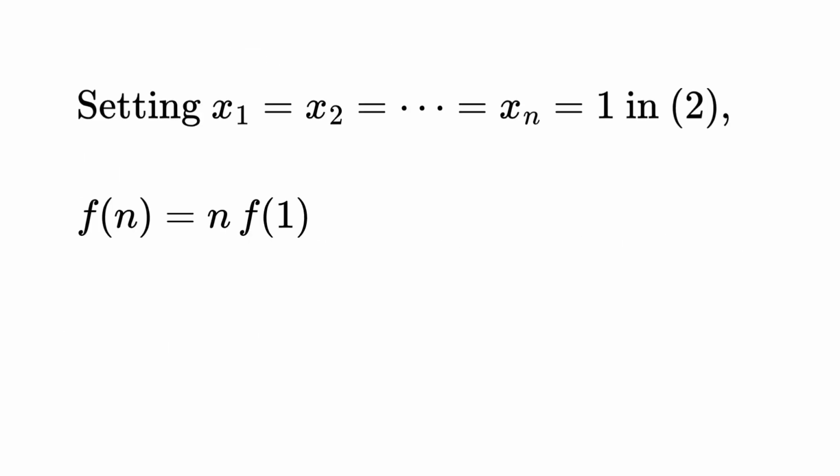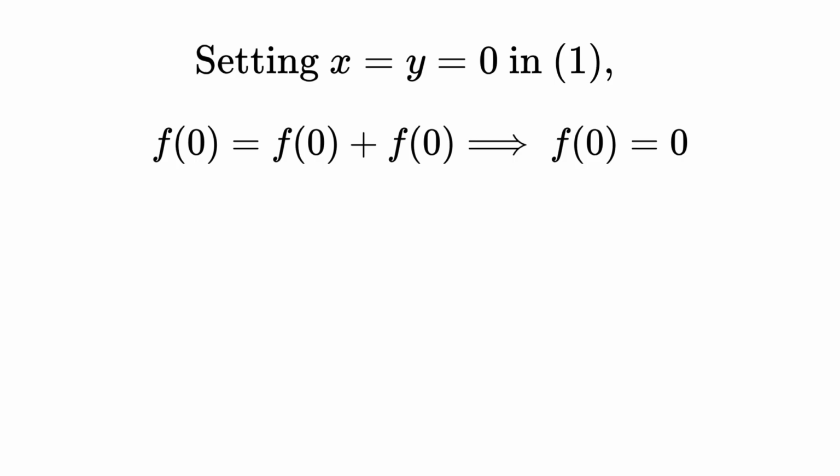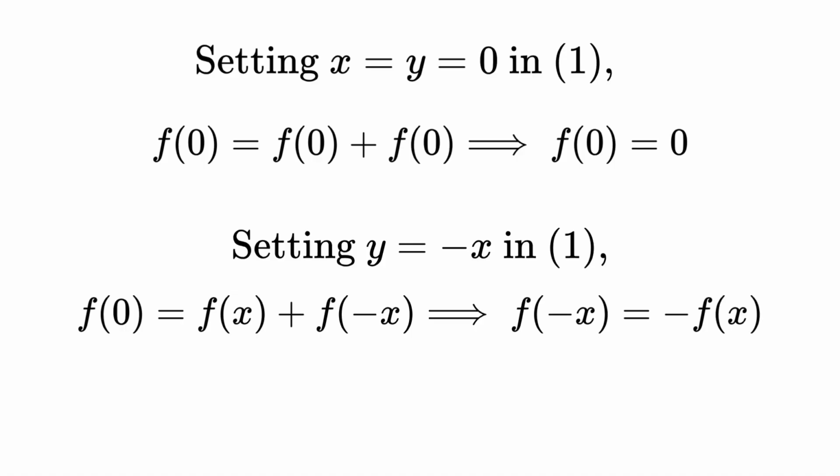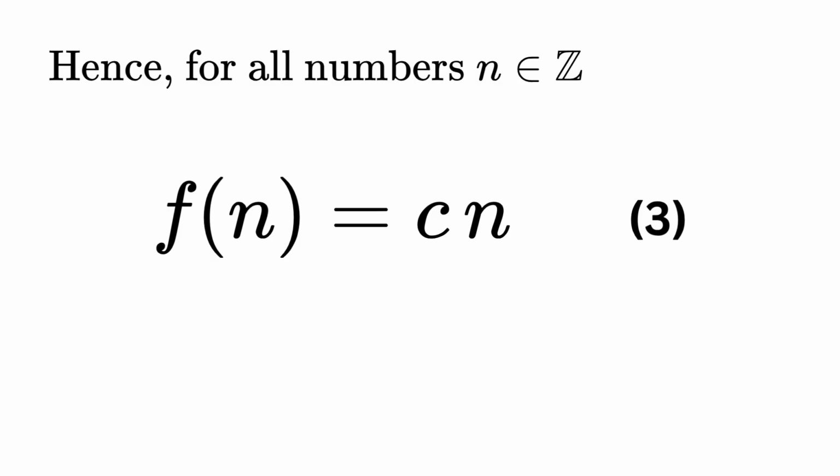Now in equation 2, we set all arguments equal to 1 to find that the value of the function at n is n times its value at 1. Let's set the value of f at 1 equal to c, with c being an arbitrary real number which cannot be determined. Then the value of the function at any natural number n is c times n. Setting x and y equal to 0 in the original equation, we can easily see that the value of f at 0 must vanish. Then, setting minus x for y in the original equation, we see that f is odd. This implies that the result found for the natural numbers is true for all integers.